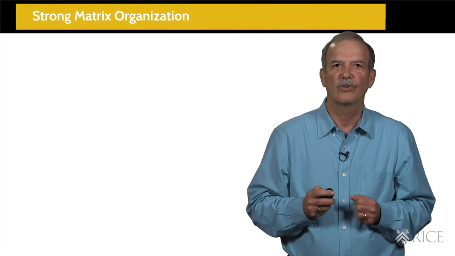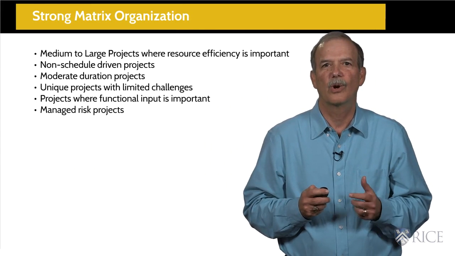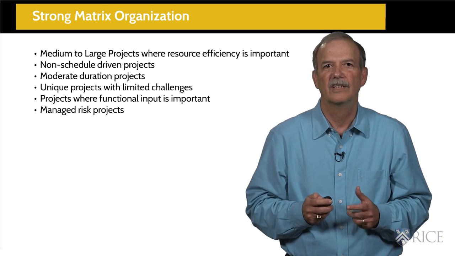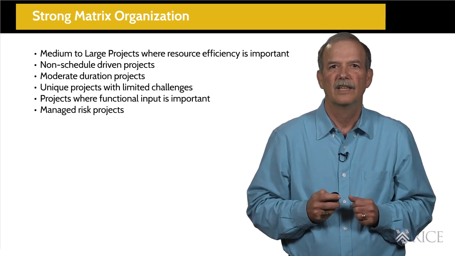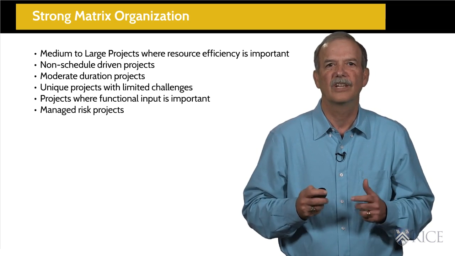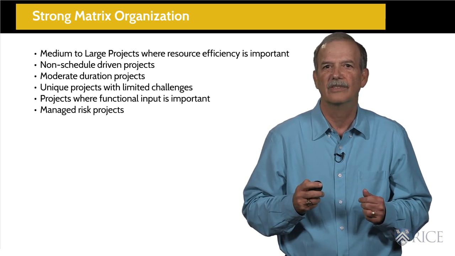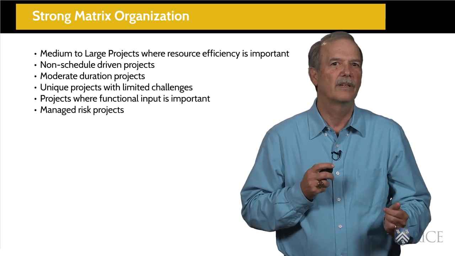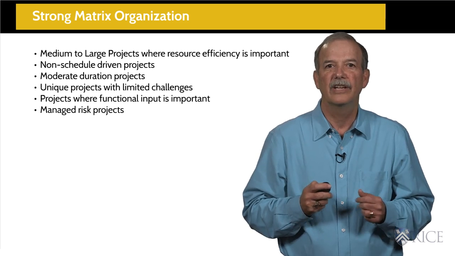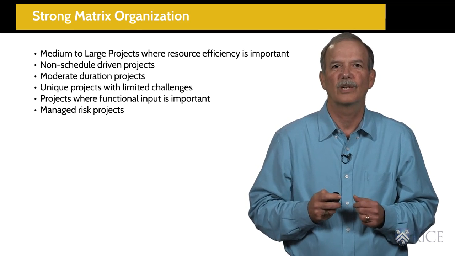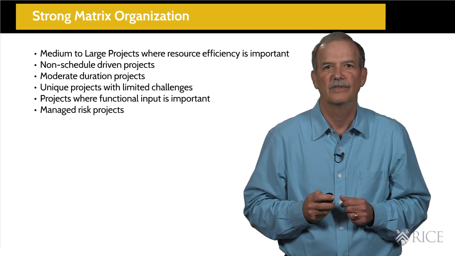The strong matrix organization. As the projects grow in size and become more complex, the strong matrix organization becomes a better choice. Because the projects still share resources, the strong matrix organization may struggle with schedule and typically are not good at a lot of change. They're good, however, when these types of projects require strong functional input and only have a moderate amount of risk exposure.